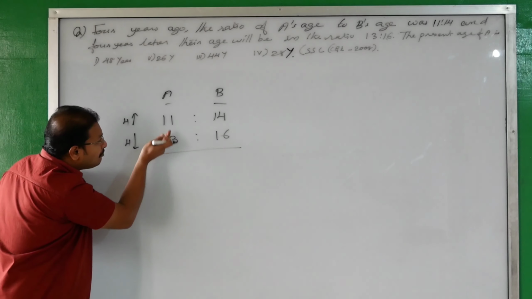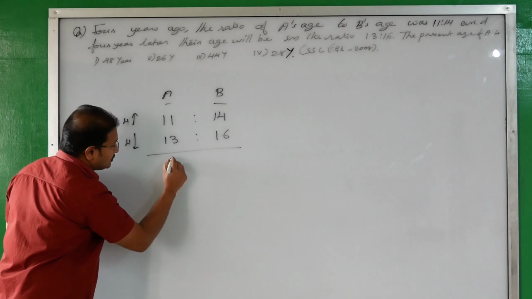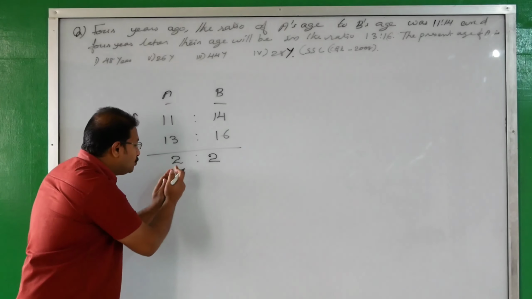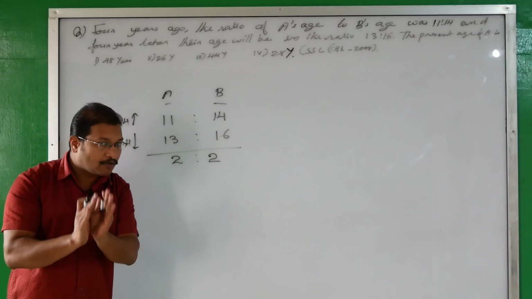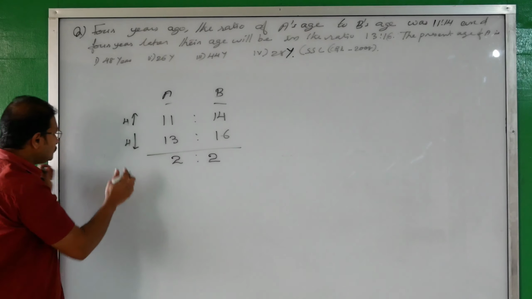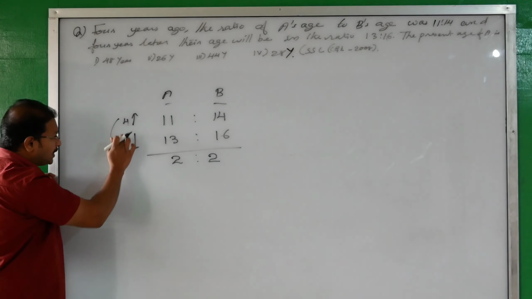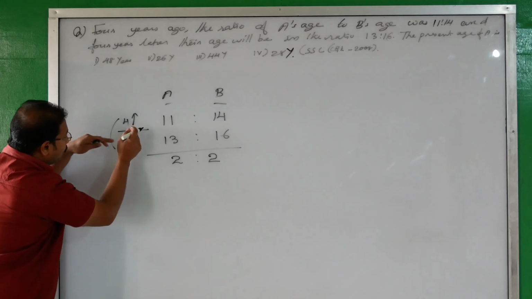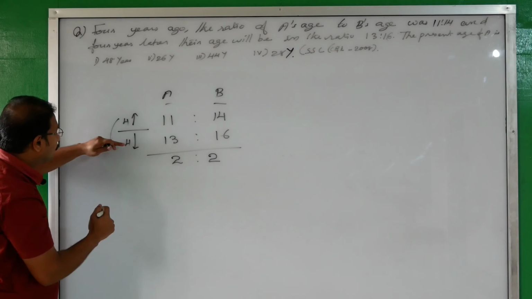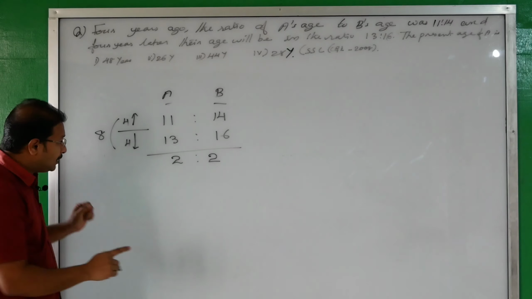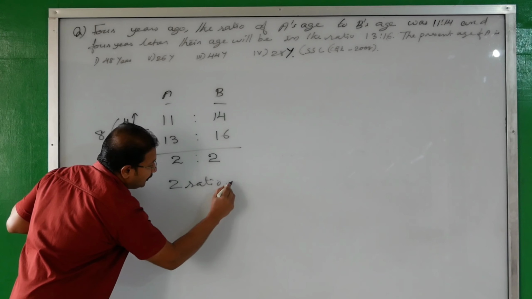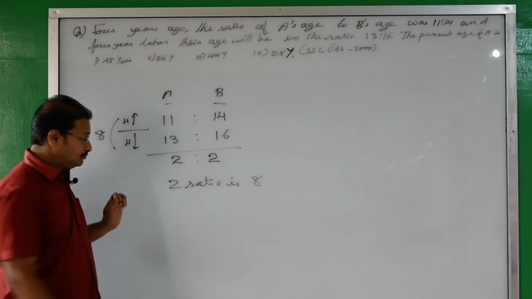That means 13 minus 11, yes, 2. And 16 minus 14 is 2. Here, both differences are the same, 2:2. This type of questions are very easy. Now, what is the total? 4 plus 4. From the present, 4 past, 4 future. That means 4 plus 4, that is 8. So we have to keep here, the difference of 2 ratio means 8 years.